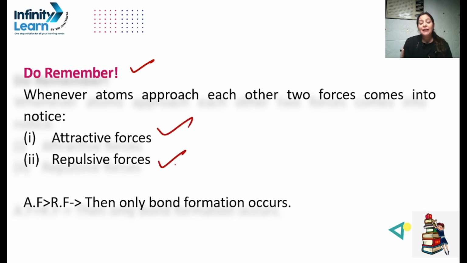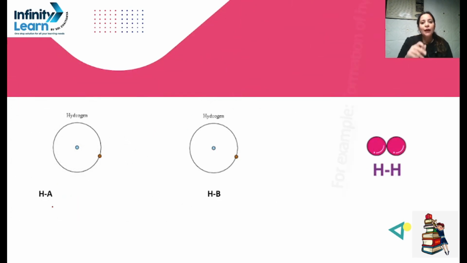And I'll give you one example and you will yourself feel that whenever the attractive forces are more in magnitude as compared to the repulsive, only then the bond formation will occur. And if you see that repulsive forces are more as compared to attractive, then no bond formation will occur. So remember this and note it down: whenever attractive forces are more, only then the bond formation will occur. Otherwise, there will be no bond formation. I'll give you one example.